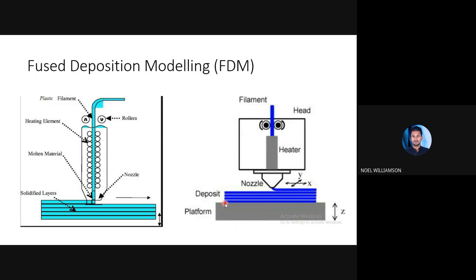Here, four layers are already created, and the fifth layer is being created. After that, it will move even further downwards. Likewise, it will be repeated. Mainly the raw material usually used will be thermoplastics. Production grade thermoplastics will be used. So this is the basic working of fused deposition modeling.